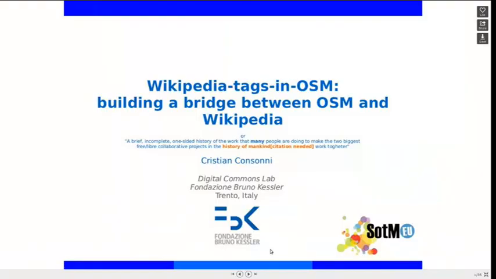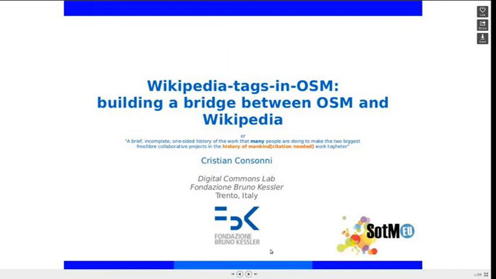My talk is about a tool called Wikipedia tags in OSM, which helps to insert Wikipedia tags into OpenStreetMap, to connect objects in OpenStreetMap to the related Wikipedia article.